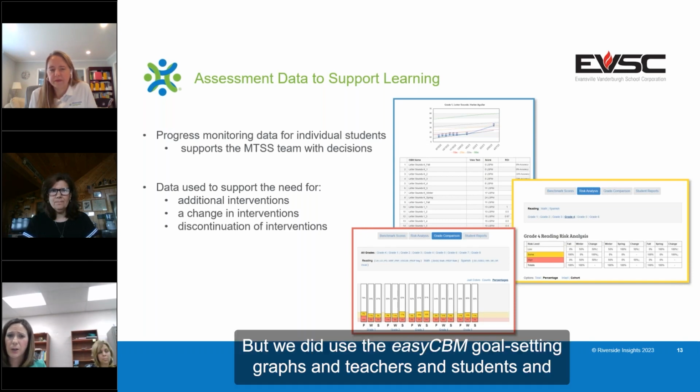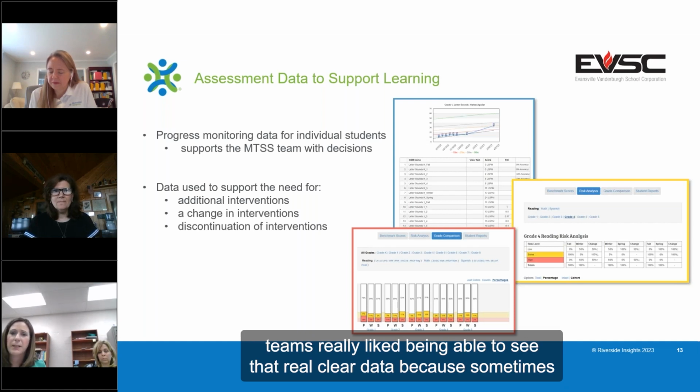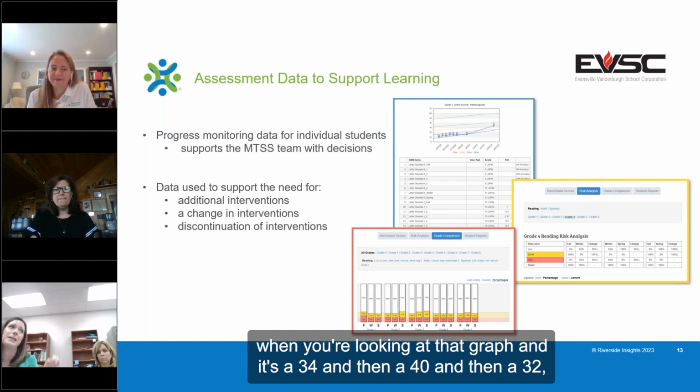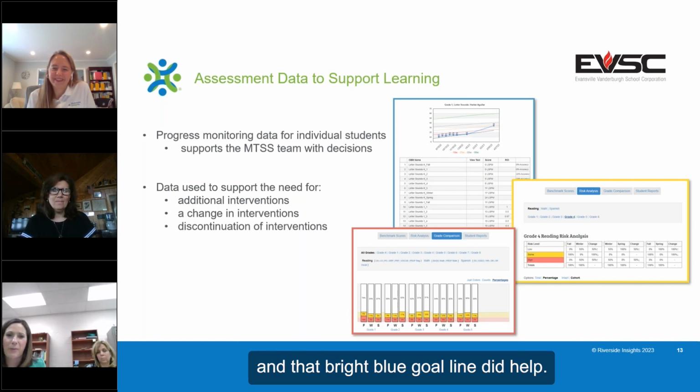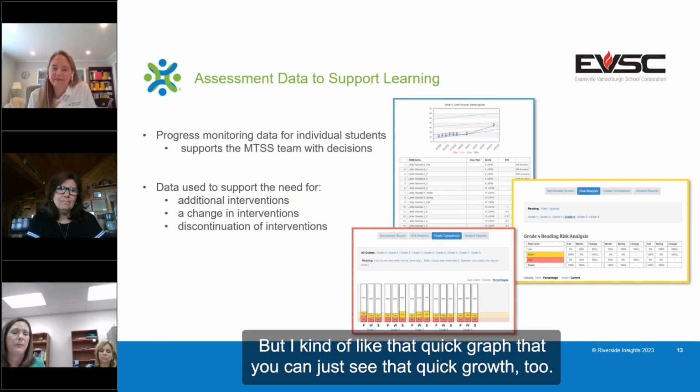But we did use, like I said, the easyCBM goal setting graphs, and teachers and students and teams really liked being able to see that real clear data. Because sometimes when you're looking at that graph and it's a 34 and then a 40 and then a 32, it doesn't look like you're moving very close to that goal. But those trend lines and that bright blue goal line did help. But I like that quick graph that you can just see that quick growth too.